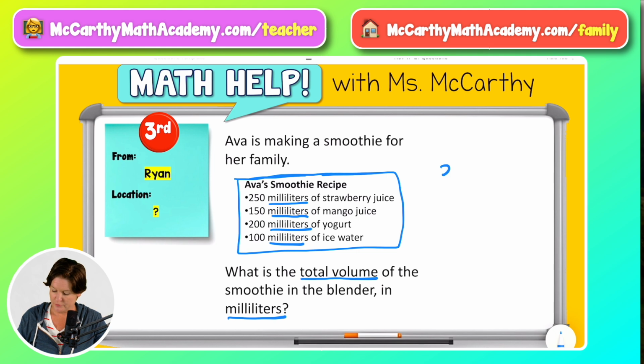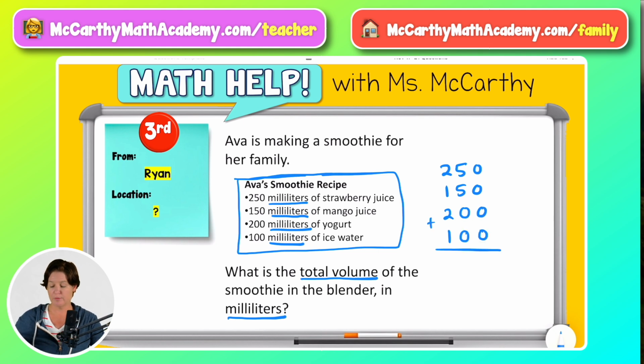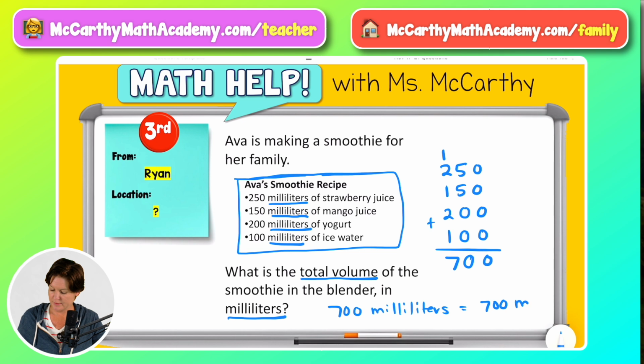So here's how we do that. Just line up our places, line up our digits in the correct places, adding them up. So 0 ones plus 0 ones plus 0 ones plus 0 ones is 0 ones. 5 tens plus 5 tens plus 0 tens is 10 tens. Woo, it's high up here. Nice landing, dude. And then we have 100 plus 200, which is 300. Plus 100 is 400, plus 200 is 600, plus 100 is 700. So the total volume would be 700 milliliters, which can also be written as this, mL.